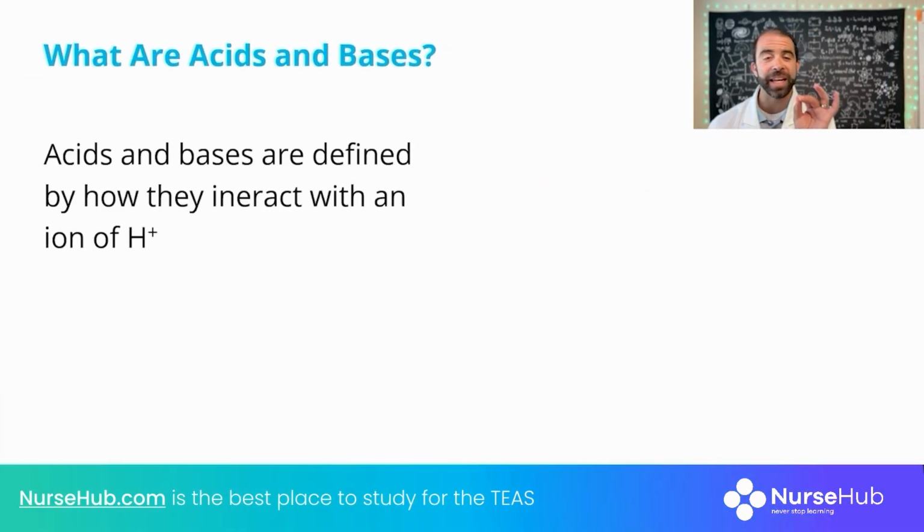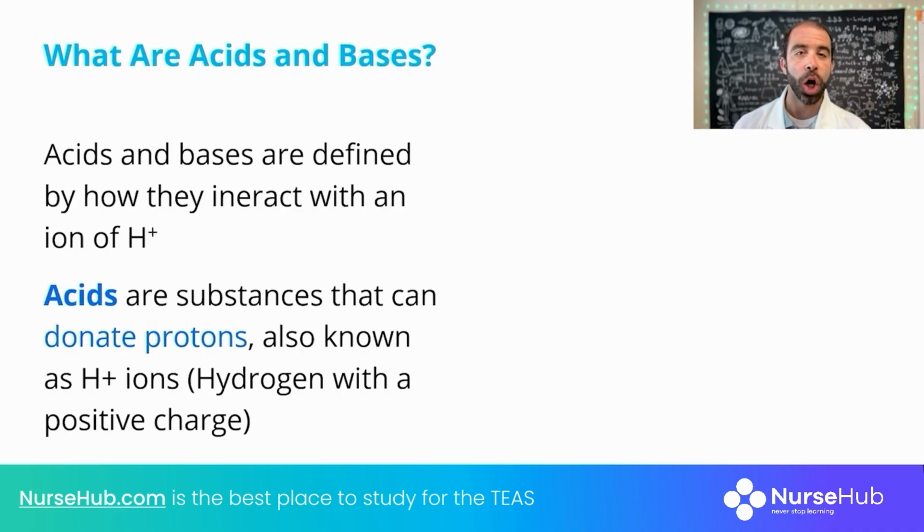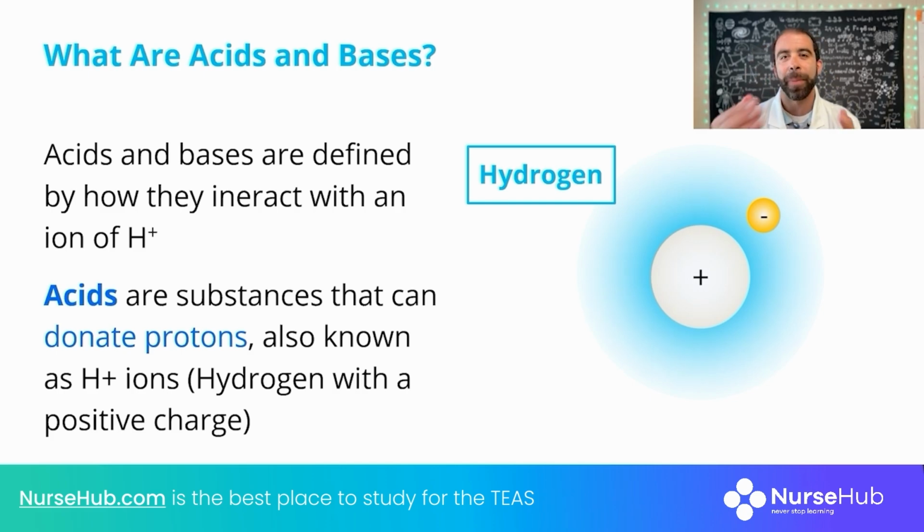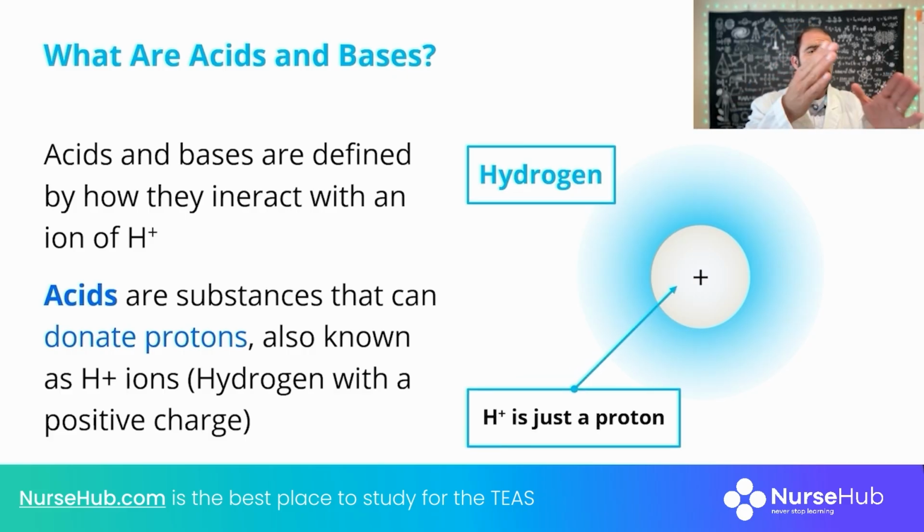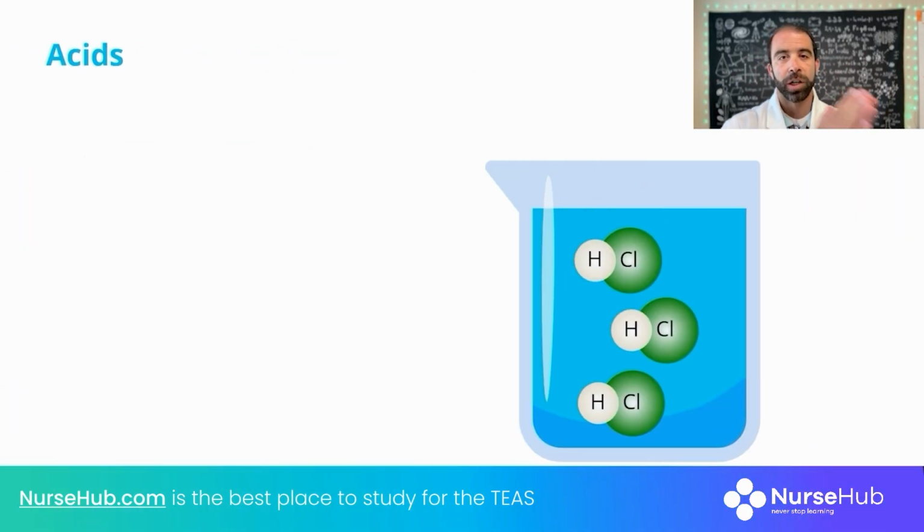Acids and bases are defined as such because of how they interact with one ion, H+. Acids are substances that can donate protons, also known as H+ ions. Think about that for a minute, okay? H+ means it's an H, a hydrogen, that has a positive charge, so it had to lose an electron. Hydrogen only has 1 electron to lose, so if you lose that 1 electron, it literally is just a proton. I went on that quick tangent just because if you hear the word proton in the context of acids and bases, it means H+. So, to sum up, acids are substances that donate protons when they're dissolved in water.